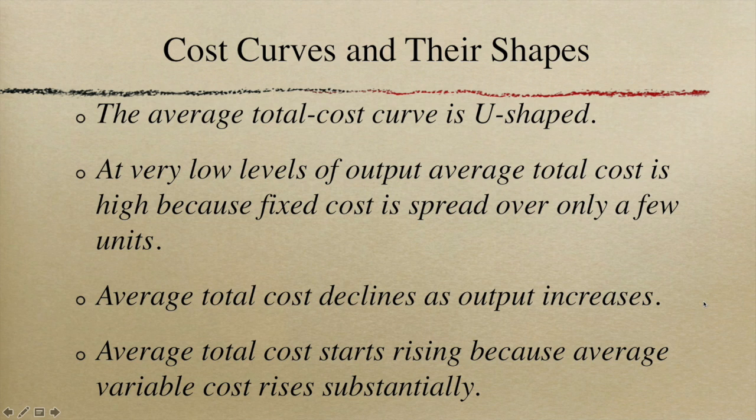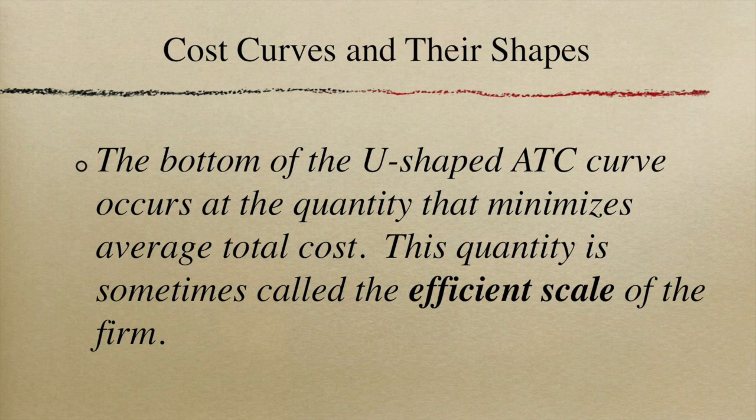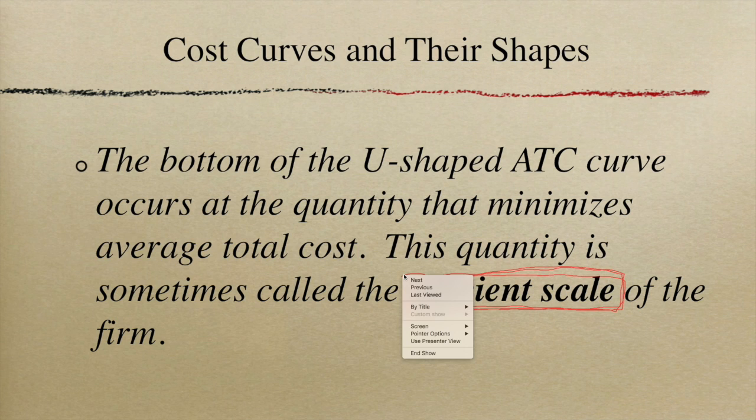Now, the average total cost is U-shaped. It falls at first until it crosses the marginal cost curve, and then it starts rising. The bottom of the ATC is always going to be where the average total cost intersects the marginal cost. And this is called the efficient scale of production. This is the lowest cost you can produce a product for. You can't produce it any cheaper than this, okay? Called the efficient scale of production.